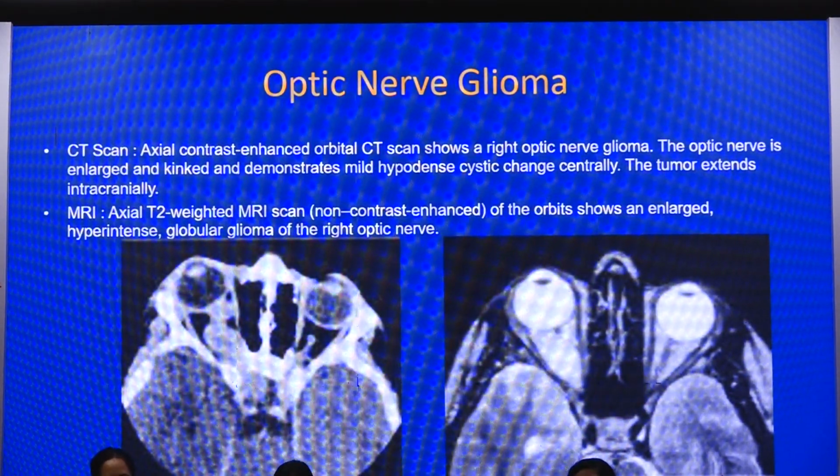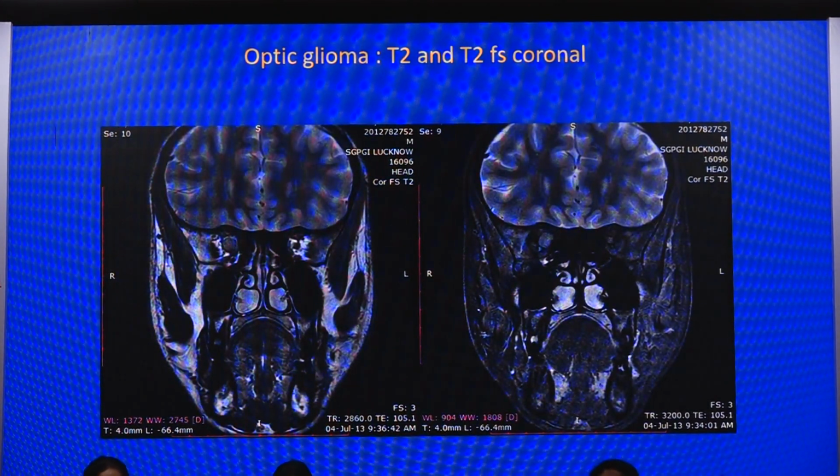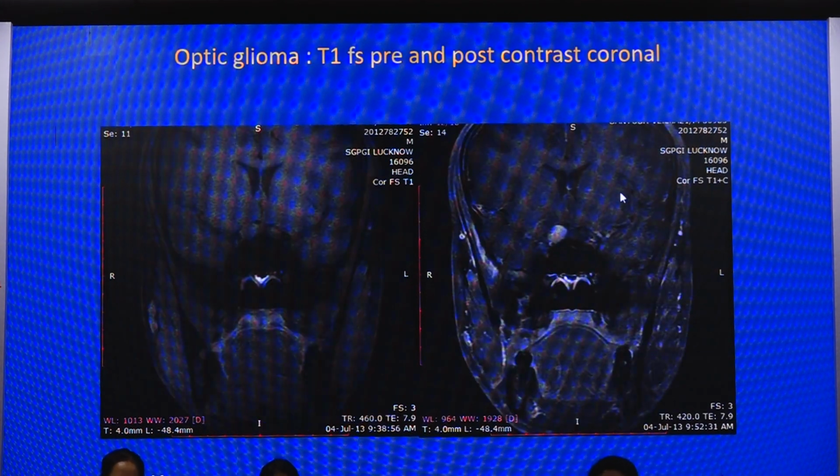This is the optic nerve glioma. Optic nerve glioma on the MR you can see very well over here. This is your optic nerve. This is your optic nerve again. Which sequence is this? This is fat sat T2 sequence, coronal fat sat T2 sequence. So fat over here is not saturated, and now again you can see post contrast. This is taking up the contrast.